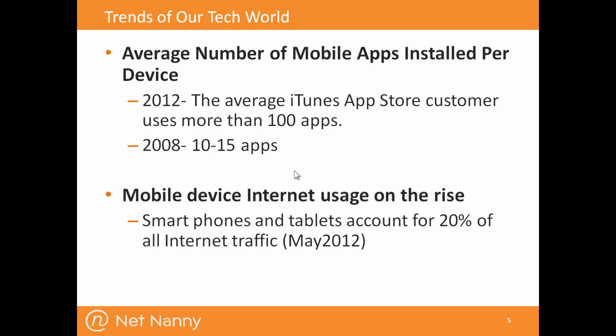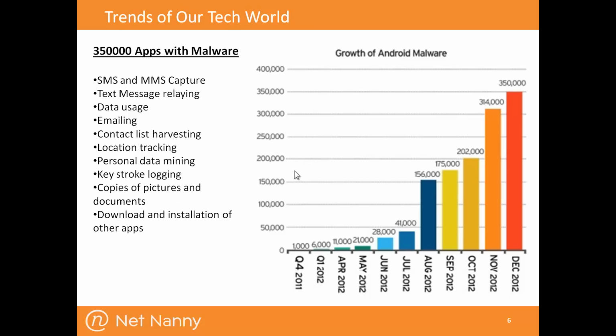With that, mobile device internet usage is also on the rise. Smartphones and tablets now account for more than 20% of all internet traffic. It used to be just confined to our desktop computers and our browsers, but now it's growing, and that number is going to increase as the popularity of smartphones and tablets increases.